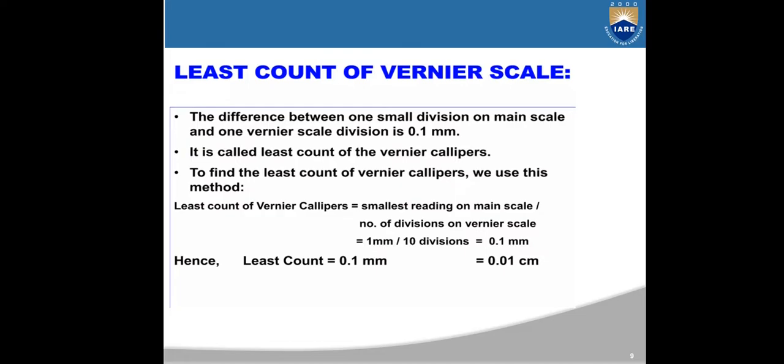Least count of vernier scale. The difference between one small division on the main scale and one vernier scale division is 0.1 mm. It is called the least count of the vernier caliper. To find the least count of the vernier caliper, we use this method. The least count of the vernier caliper is equal to the smallest reading on the main scale divided by the number of divisions on the vernier scale, and hence the least count is 0.1.